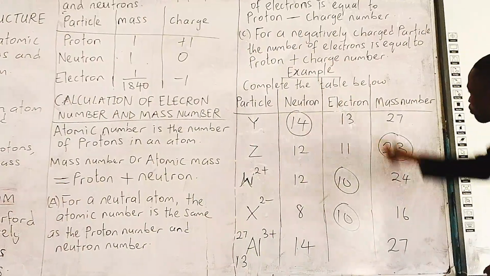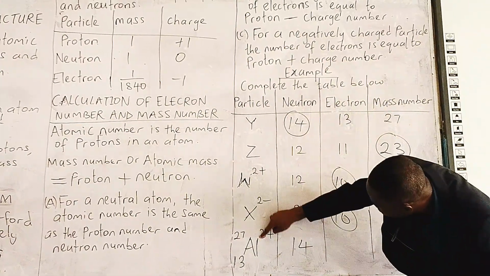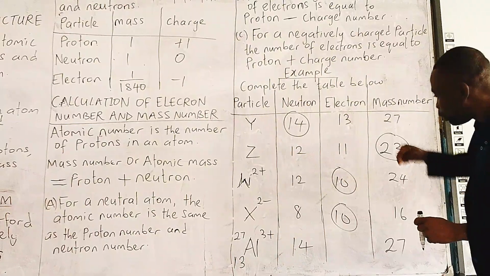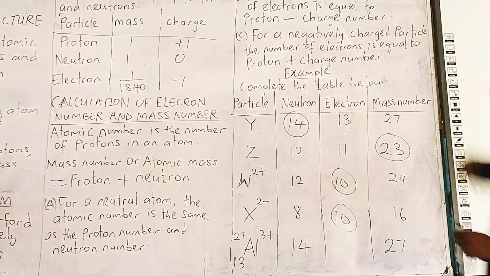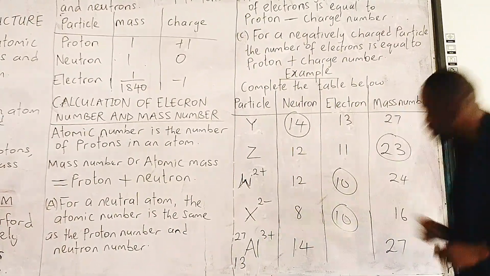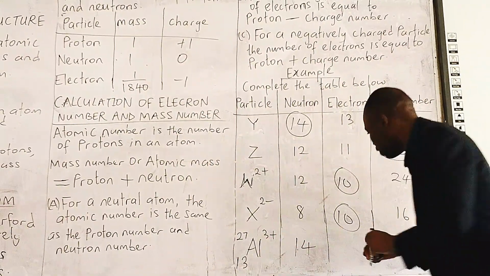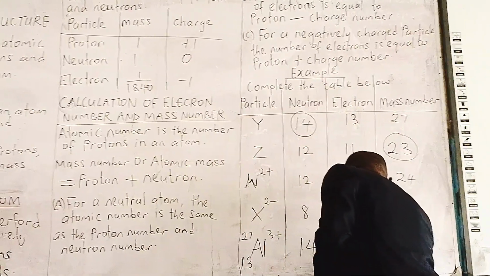Now, to get the number of electrons, because it's a positively charged particle, it's going to give me the proton number, which is 13, minus the charge number. So this electron number is going to give me 13 minus 3, and that gives me 10.